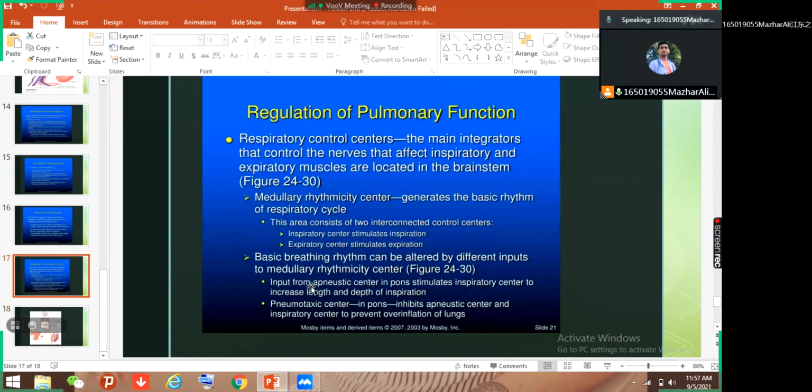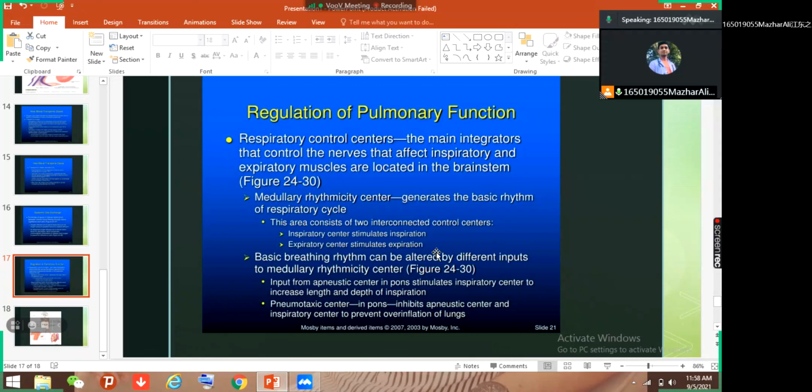When the message comes from the apneustic center in the pons, it stimulates the respiratory center to increase the length and depth of inspiration. The pneumotaxic center in the pons inhibits the apneustic center and the inspiratory center to prevent overinflation of the lung. So this is how the brain controls our normal respiratory system.